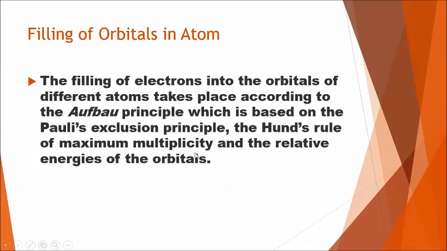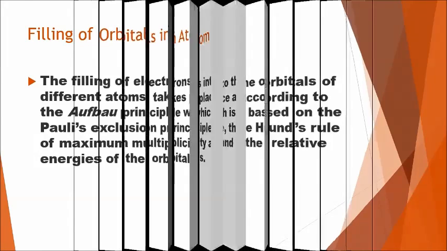The filling of electrons into the orbitals of different atoms takes place according to the Aufbau principle, which is based on the Pauli's exclusion principle and Hund's rule of maximum multiplicity, and of course the relative energies of the orbitals. But we have to concentrate on the three rules, that is Aufbau principle, Pauli's exclusion principle and Hund's rule.